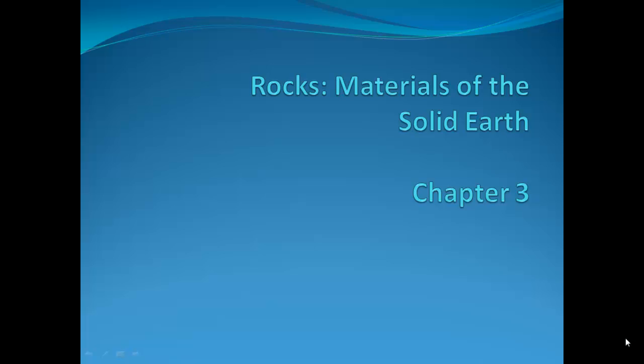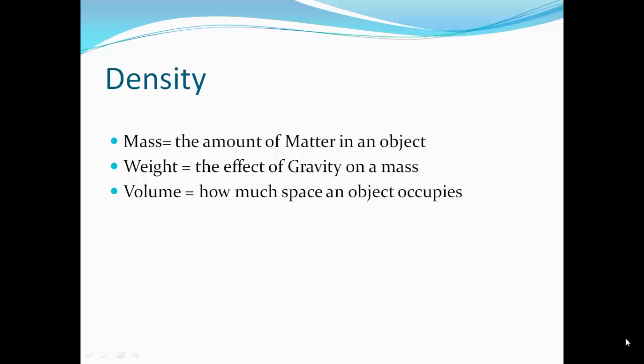Chapter 3, Rocks, Materials of the Solid Earth. Okay, density. Got a few definitions here for you. Mass is the amount of matter in an object. Weight is the effective gravity on a mass. And volume is how much space an object occupies.